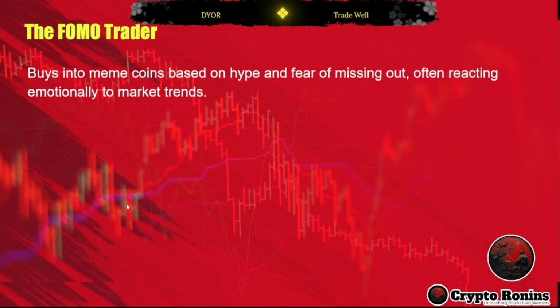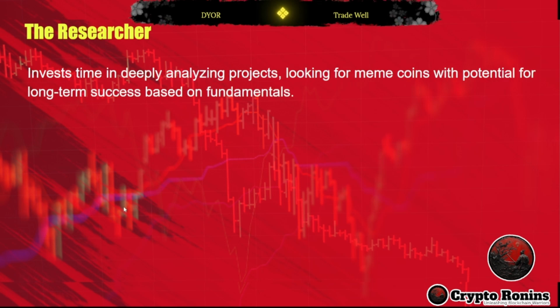The FOMO trader. Well, the FOMO trader buys into meme coins based on hype and fear of missing out, right? That's what FOMO stands for. Often reacting emotionally to the markets. And sometimes this emotional value is just from immaturity in trading or fear that they're going to lose their money. 90% of FOMO traders overinvest and don't pay attention enough, and they pull out prematurely. And it's very harsh, because if you find yourself being emotionally triggered every time you're doing trades, look at your risk assessment.